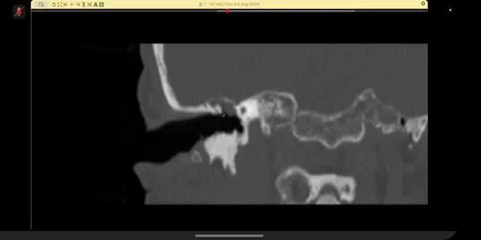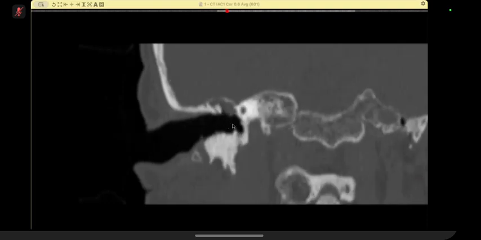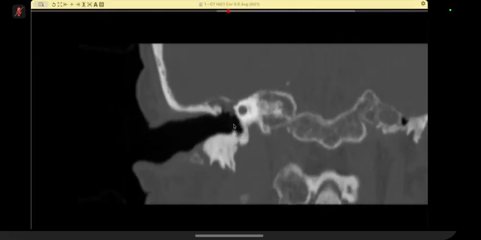Sir, that's why. Where is the mesotympanum? Sir, this one is the epitympanum, and this is the mesotympanum. Where is the lateral semicircular canal? Sir, lateral semicircular canal.